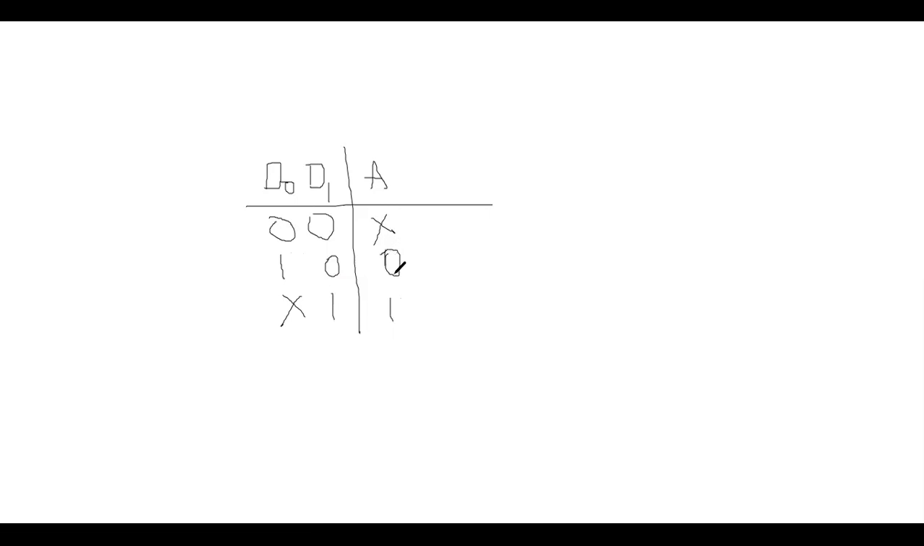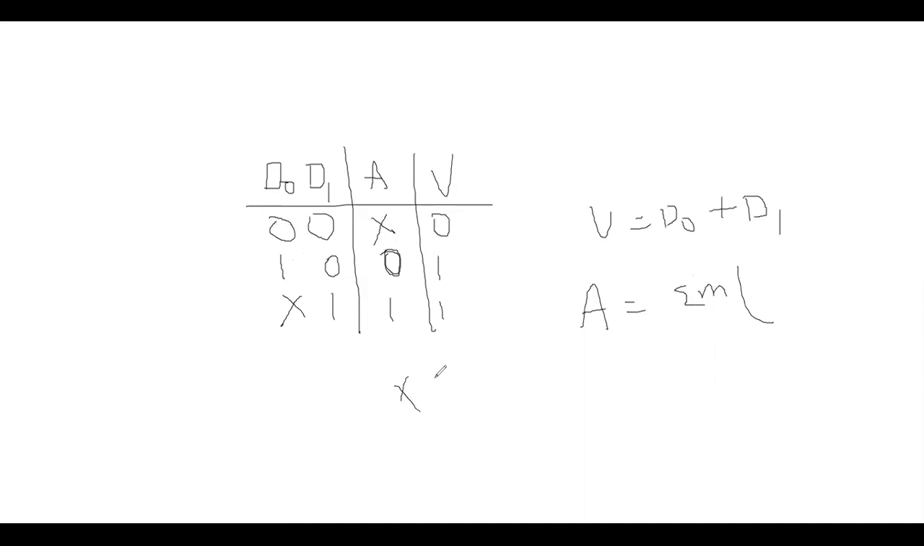When D0 value is there, D0, and 1 value is there, D1 is high. The valid output is a 0 and this value is 1 and this value is 1. So V is equal to D0 plus D1, and A is equal to the minterms you get, because it is a don't care: 1, 0, 1, 1, 1, 0, 1, so it is 1, 3. Like that we'll get the same.